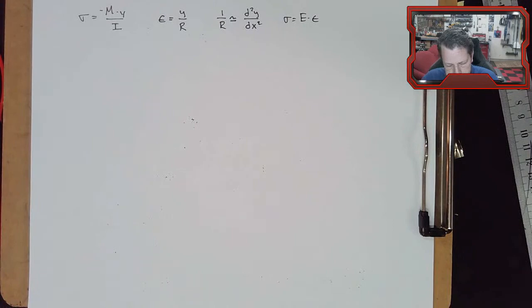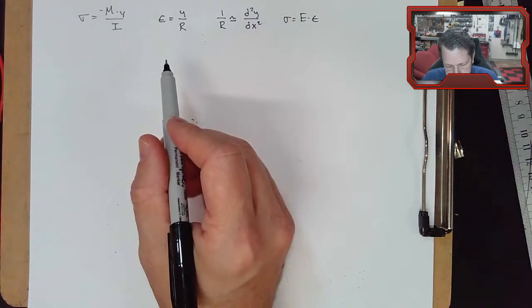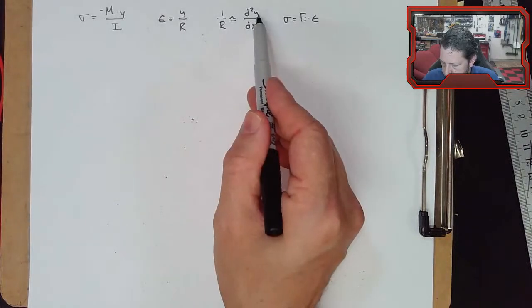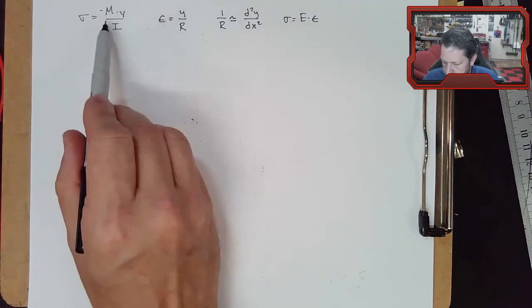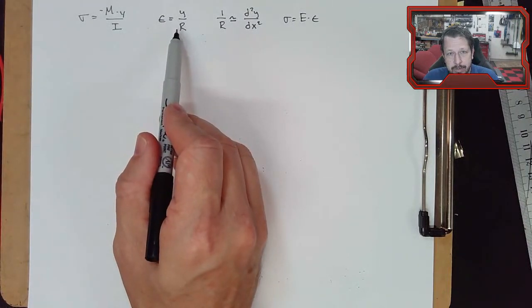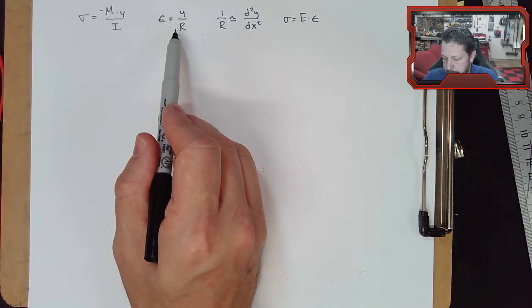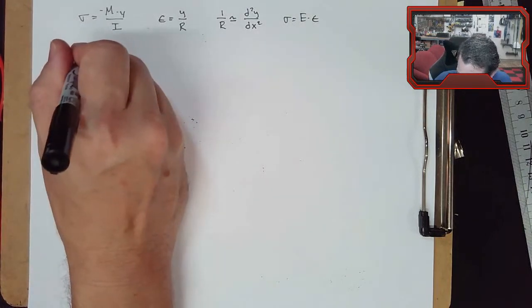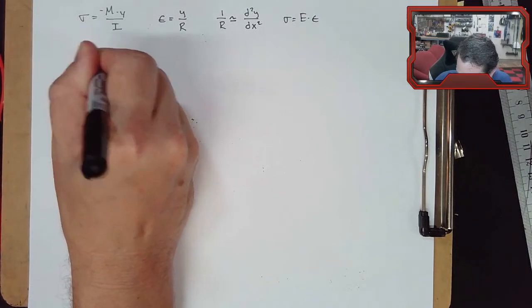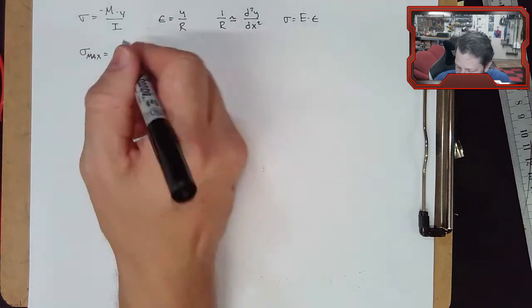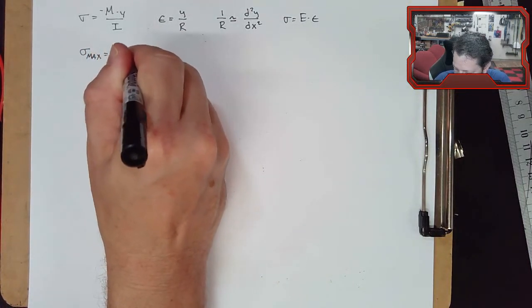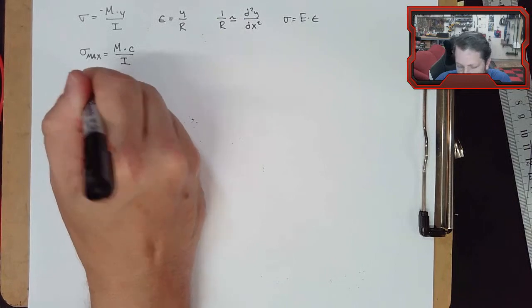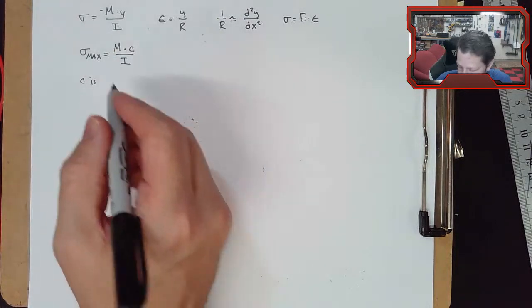Do I want to do this? Let's see. I think it'll be just to make these y's not the same as this, not get confused with this y. I'm going to take the worst case scenario over here. And we have done that before. I don't know if you remember or not, but when we did sigma max, we wrote the equation like this: m times c over I, where c is the largest value of y that you could put into the equation.